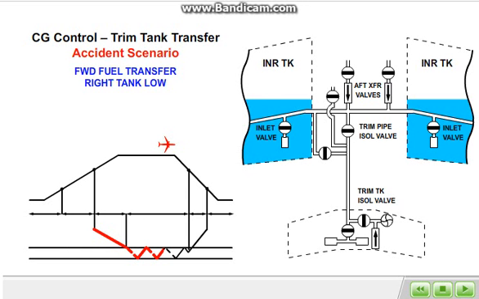The accident investigators determined that this automatic trim tank transfer and fuel balancing delayed generation of an ECAM advisory fuel imbalance message about 25 minutes and contributed to an unnoticed loss of 3,500 kilograms of fuel.